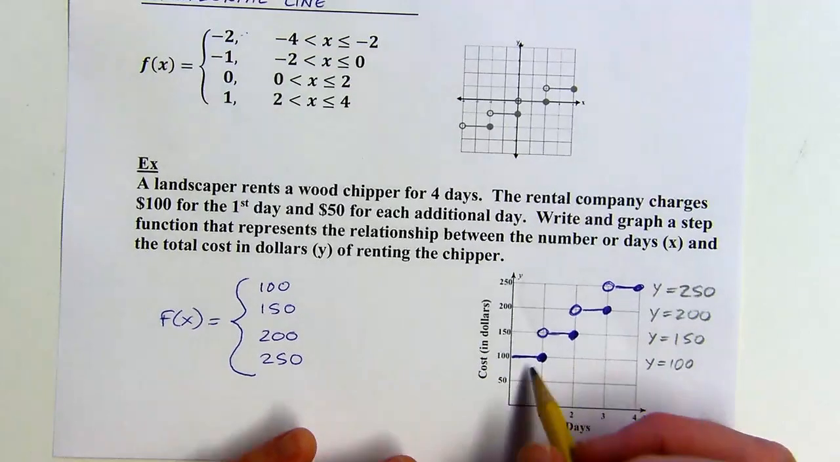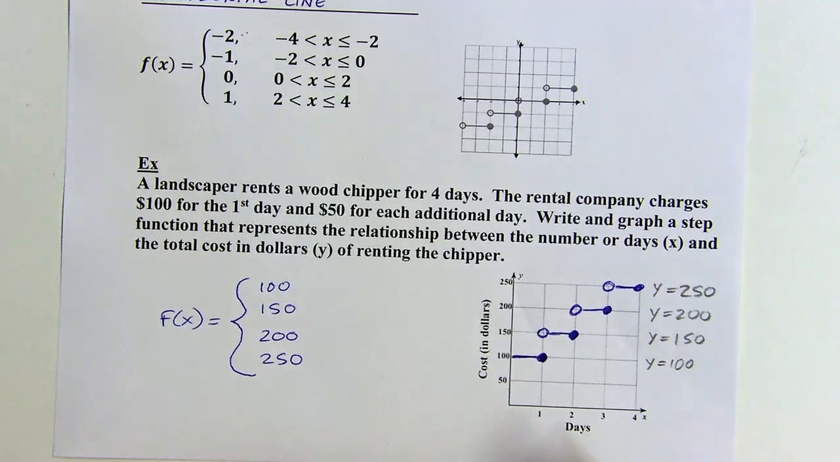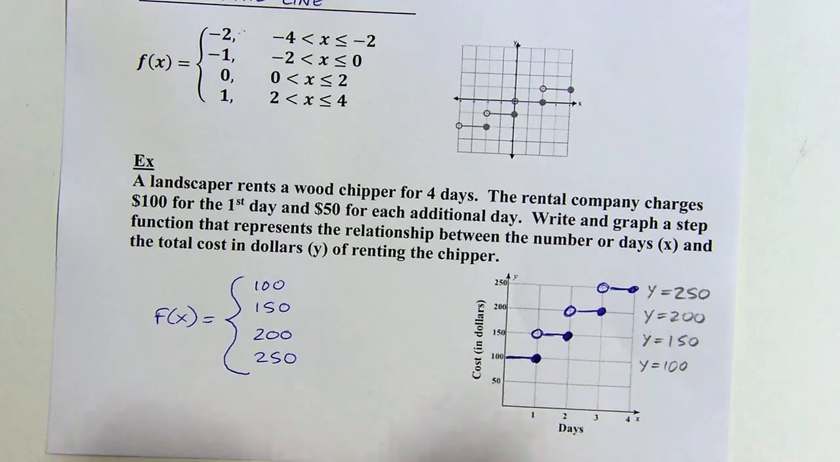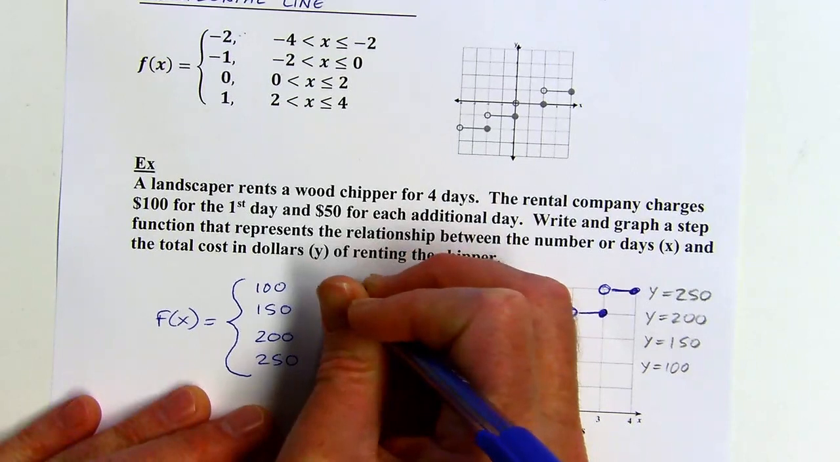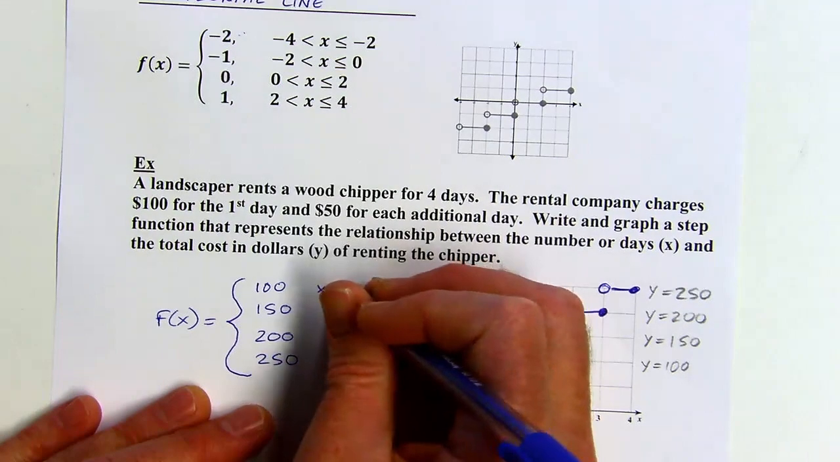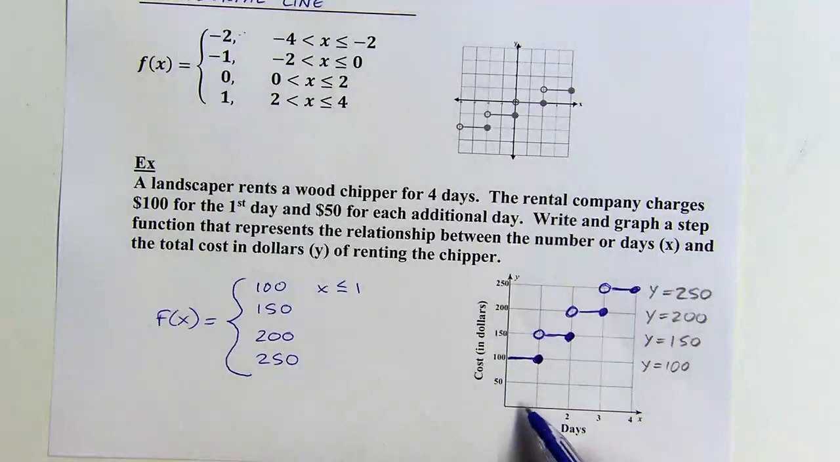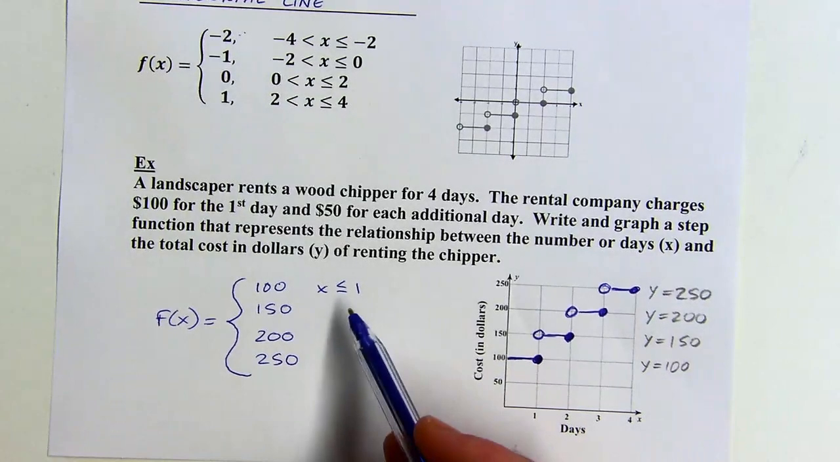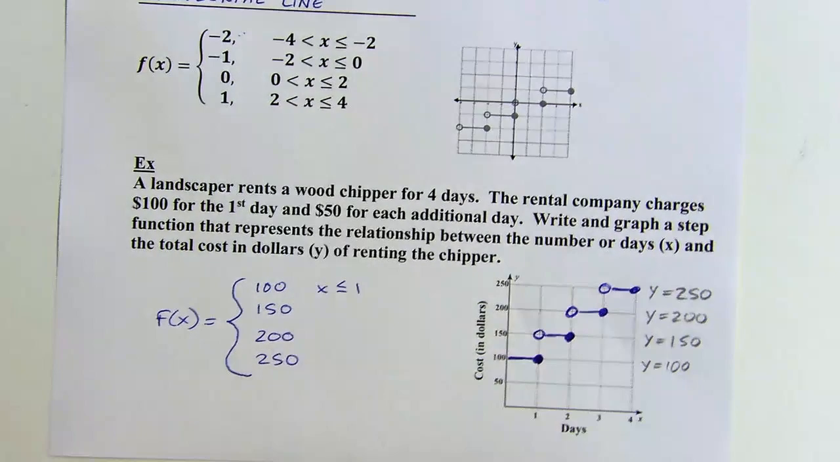Okay, so for the first one, you can say this is when x is less than 1. And technically, it's less than or equal to 1. You could technically say it has to be between 0 and positive 1 because you can't rent a wood chipper for 0 days or negative days, right? But I'm not worried about the negative days because that doesn't make sense here. But you could put between 0 and 1, okay?